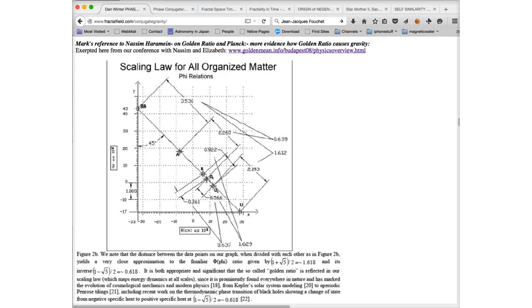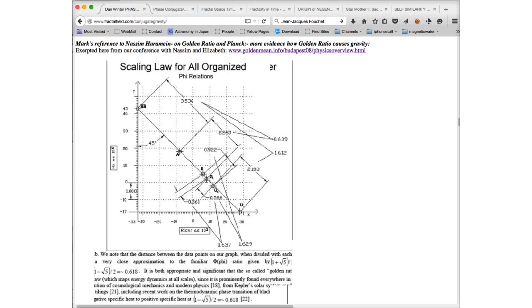So Nassim has attempted to prove a new radius of the Schwarzschild proton, and in the process shown that the way that embeds in all creation mechanics, called a scaling law, is golden mean. So golden mean is what holds all that stuff together. So Nassim is supporting this argument that golden mean ratio is involved in the creation of gravity, and now I'm about to try to state more precisely how golden ratio causes gravity.